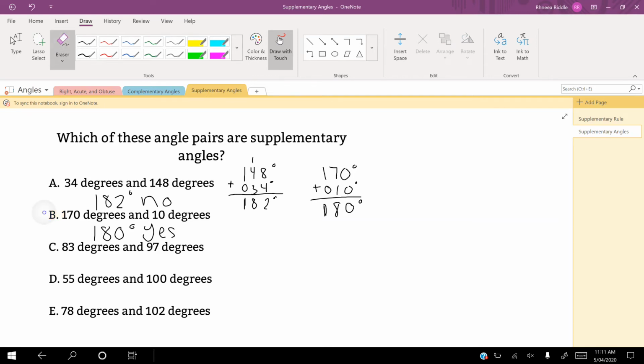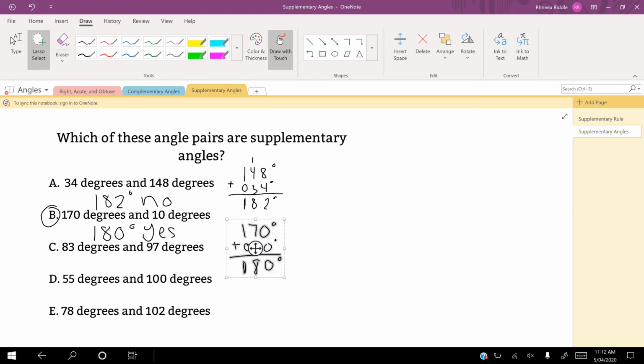So now I want y'all to go ahead and try C, D, and E, and do your best to figure out whether they are supplementary angles or not using a spare piece of paper that you should have been taking your notes on. So go ahead and pause the video and work on that now. So if you've hit play, I am assuming that you've already finished and you've already worked through this.